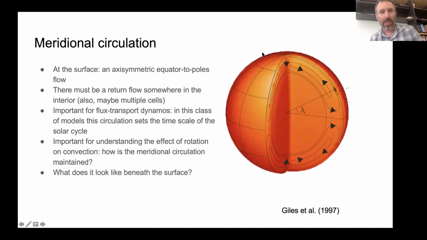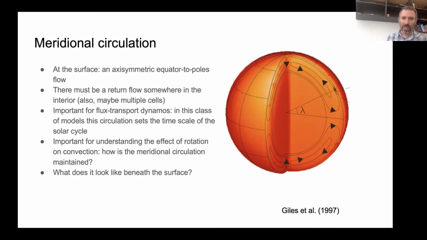It's been known for a long time that at the surface of the sun, there's an axisymmetric flow in the sense of the equator to the poles. And this flow has to close somehow. I mean, you have to conserve mass. There must be a return flow somewhere. And maybe there's more than one cell in depth. That could be. And one reason this flow is interesting is that it's important for flux transport dynamos.